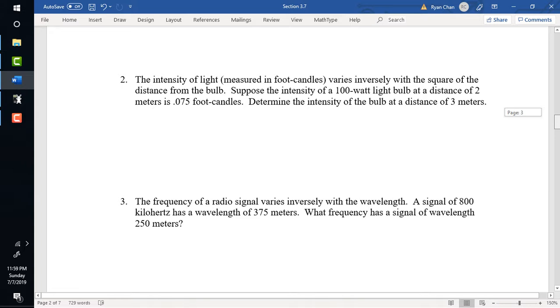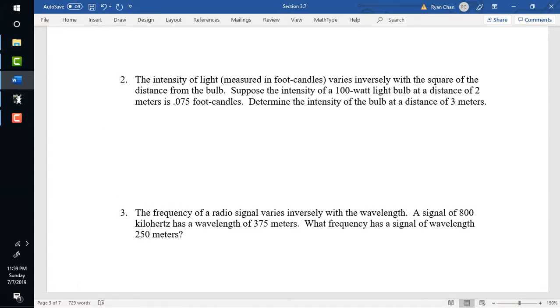Let's take a look at, for example, number 2 here. Okay, I kind of want to go over this one because this one's a little bit trickier. So number 2 says the following here. It says intensity of light varies inversely with the square of the distance from the bulb. So inversely kind of gives it away. So let's talk about this here. So the first thing I want to do, before I start, is I want to write out kind of what I have.